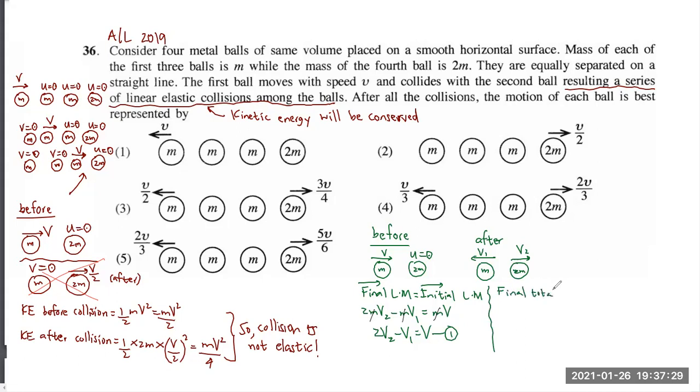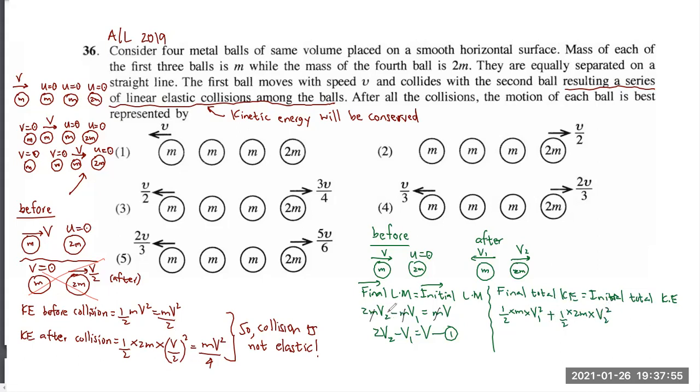And the other thing, since this is an elastic collision, the final total kinetic energy must be equal to the initial total kinetic energy. Now, what is the final total kinetic energy? This is where you have to be really careful. It is half into m into v1 squared plus half into 2m into v2 squared. Now, I put plus here. I did not put minus here.